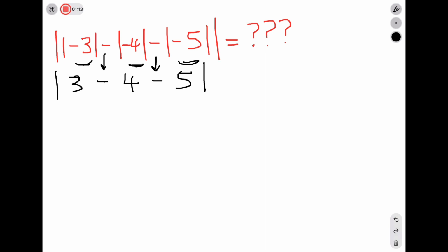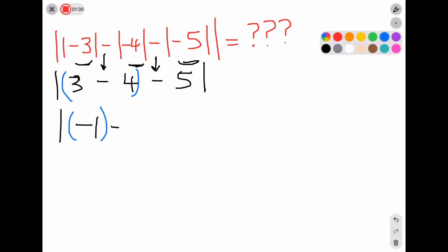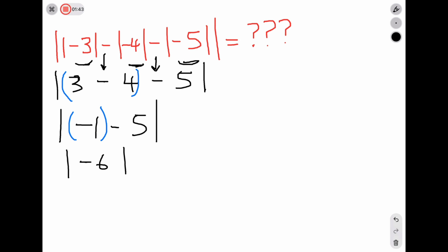Okay? So if we want to further solve this, now we say 3 minus 4 is minus 1 minus 5, okay? So we're going to solve this one first. 3 minus 4 is minus 1. And then we say minus 5, okay? And bring down the absolute value. And if we take it further, minus 1 minus 5 is equal to minus 6. Okay? And the absolute value of minus 6 then is just 6.